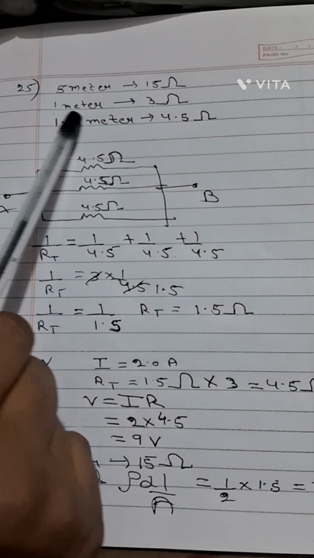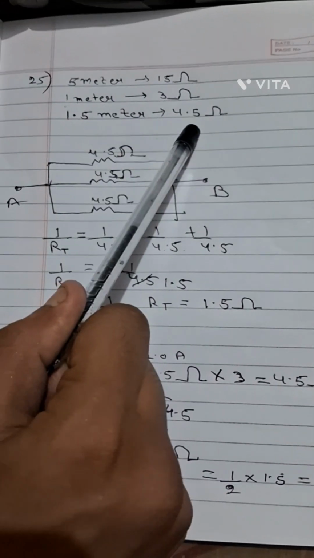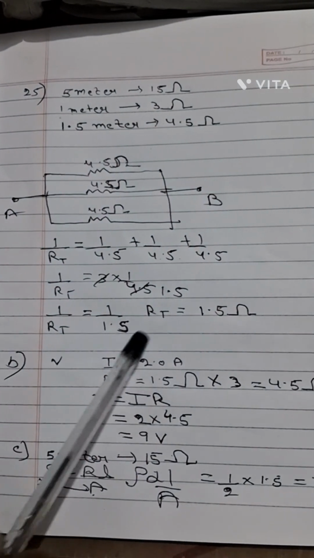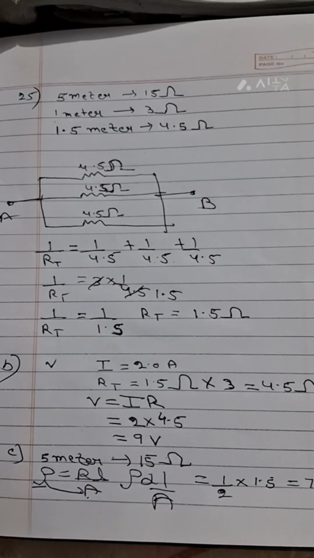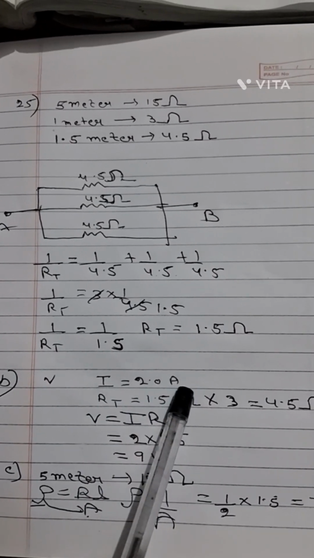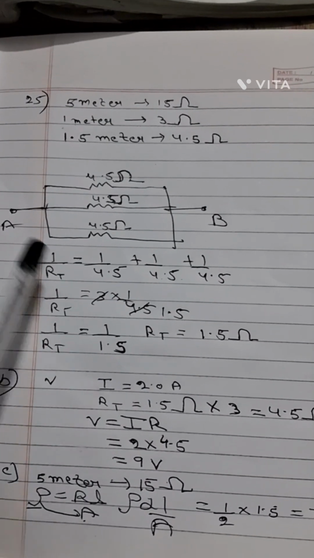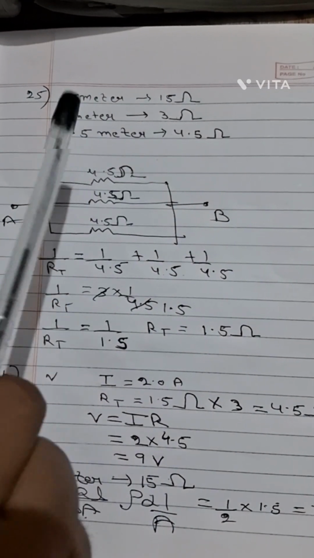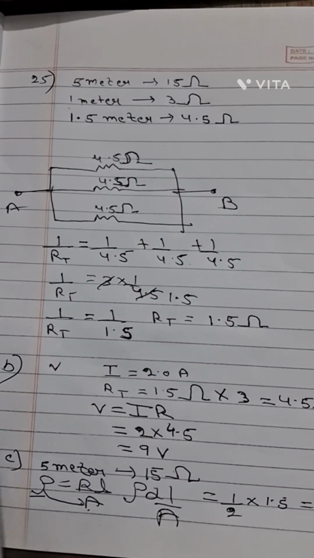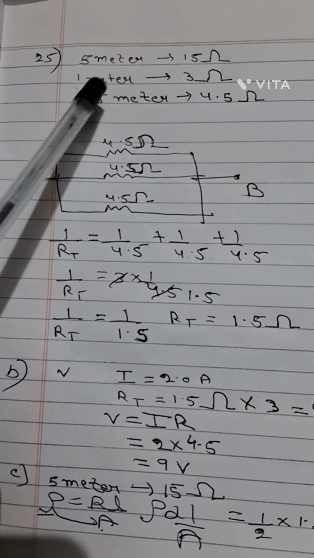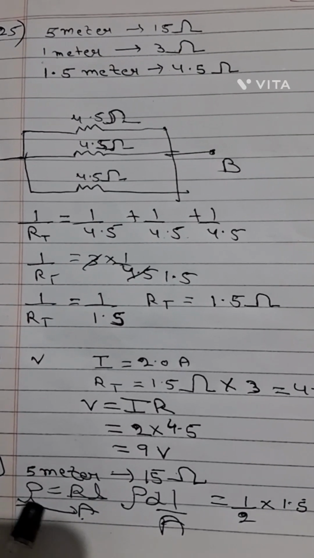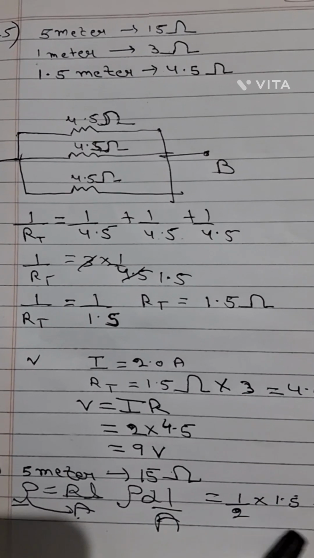I repeat it again. 1 meter consists of 3 ohms. 1.5 meter would consist of how much ohm? 4.5 ohm. Each consists of 4.5. 1, 2, 3. On solving, I got total resistance as 1.5 ohm. Now, in the second part, it is given that it gives a current of 2 ampere, and each length of 1.5 meter, which consists of 4.5 ohm, that's why I have shown the multiplication again. I have done IR. Then 5 meter, I mentioned that if 1 meter consists of 3 ohm, 5 meter will consist of 15 ohm. But it is written that it is doubled, so according to the inverse proportionality, which is doubled becomes half.